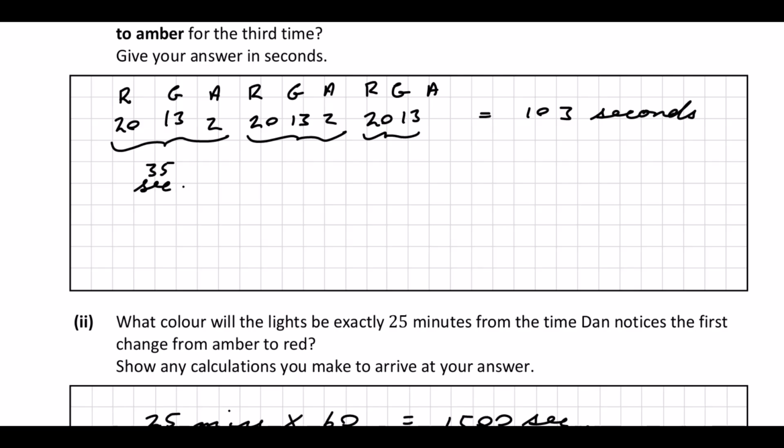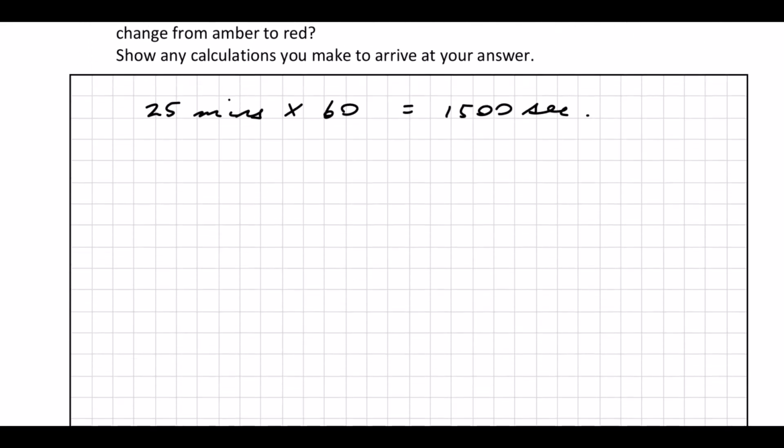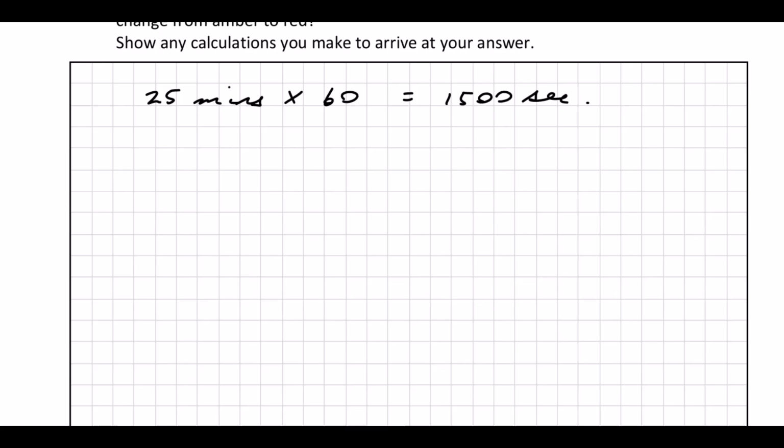So he's looked at it, it's just turned red, so he's starting here. So it's going to go 35 seconds, another 35 seconds, another 35, and so on. So we've got to look at how many 35 seconds there are in 1500 seconds. So we take 1500, I'm going to divide that by 35, and we'll get 42.857 and so on. So we're going to see 42 cycles of red, green and amber.